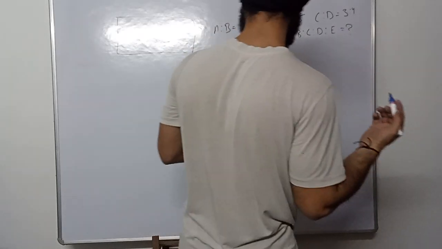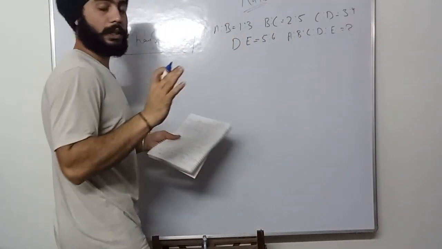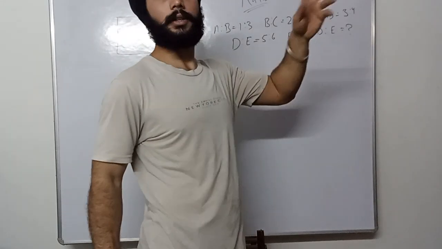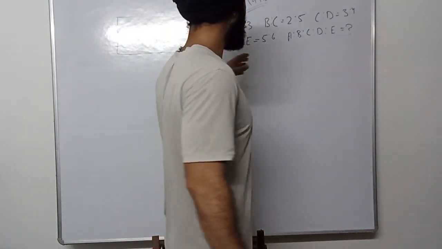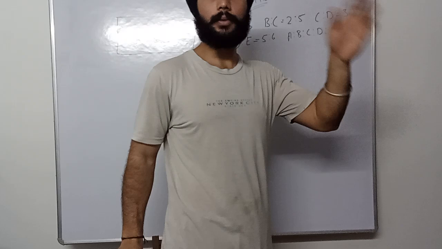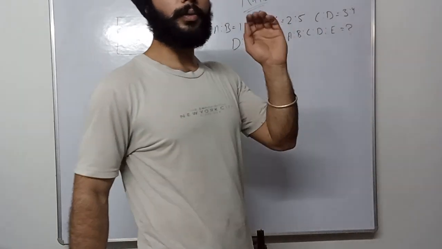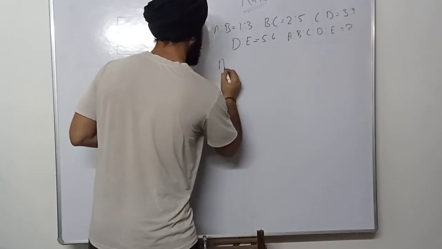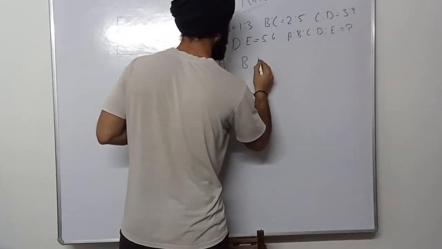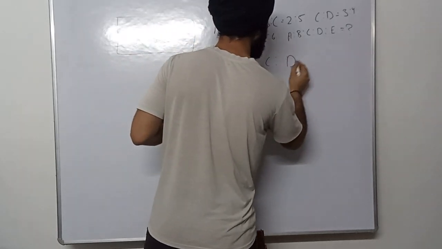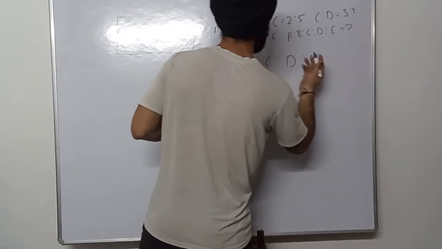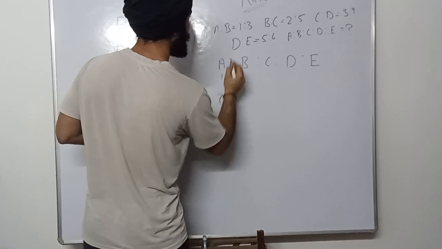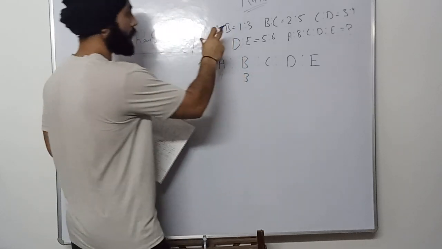To start our answer, there is a trick to solve these kinds of questions when we have different ratios of two quantities each, and we have to find the ratio of the whole set of quantities. The trick is that we write all the quantities: A ratio B ratio C ratio D ratio E, and under A B write 1 ratio 3. This is the first ratio given to us.